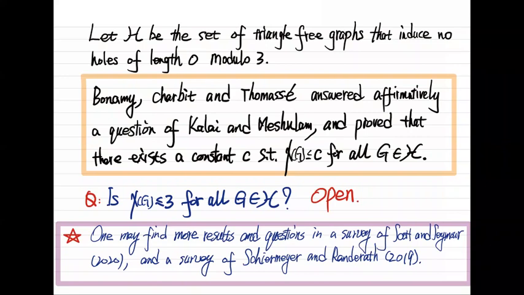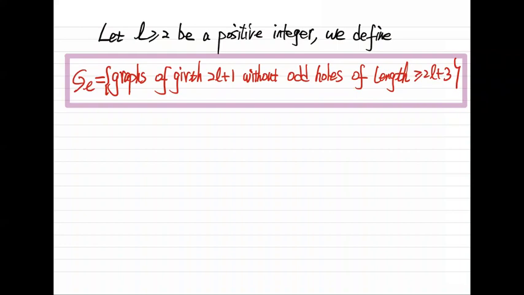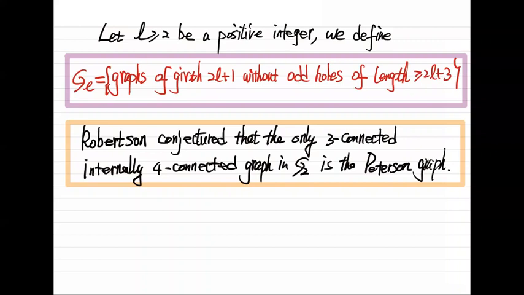Now let's turn to the problems we are concerned with. For integers L at least two, we define the family G_L to be the graphs of girth 2L+1 without holes of length at least 2L+3. We ignore the case L equals 1 because an odd-cycle-free graph is bipartite. So we start from L at least 2. Robertson conjectured that the only 3-connected, internally 4-connected graph in G_2 is the Petersen graph.